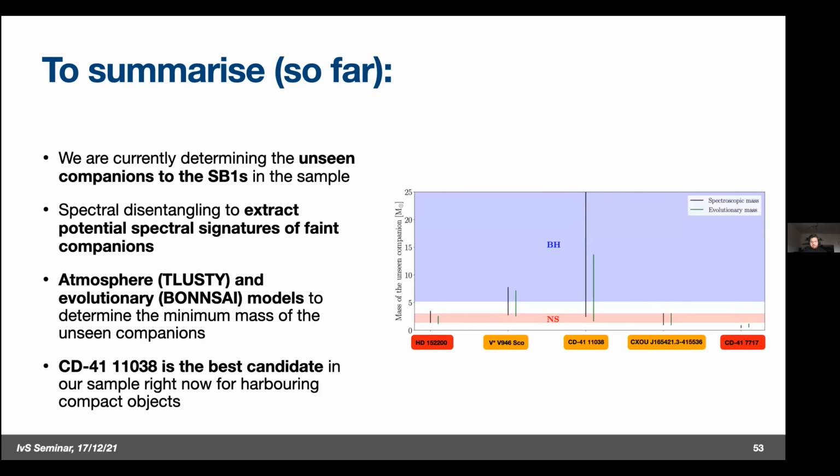And to summarize our preliminary work that we are doing now, we're currently determining the unseen companions to the SB1s in that sample. So we're extracting any faint companions from these spectra through spectral disentangling. And with those stars that we can't extract a companion from, we can do atmospheric and evolutionary models to determine the potential minimum mass range of these unseen companions in those SB1s. And so far, CD-41 11038A is the best candidate right now in our sample for harboring a black hole or a compact object in general.